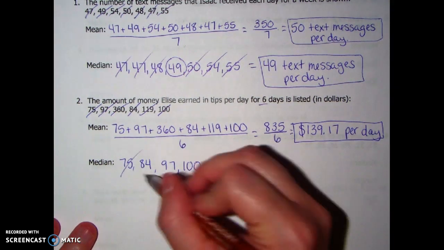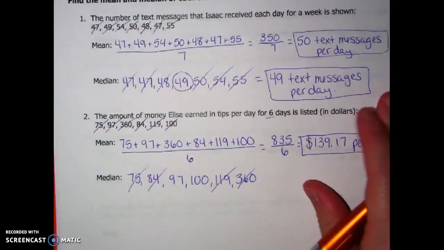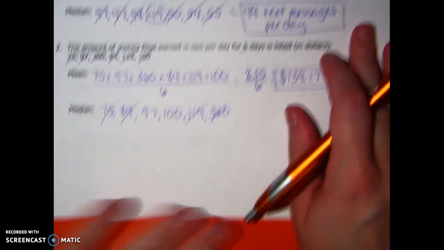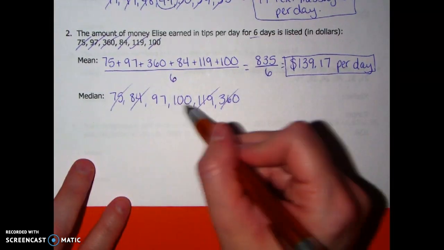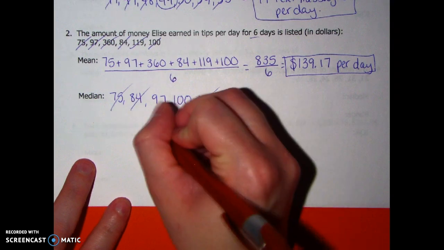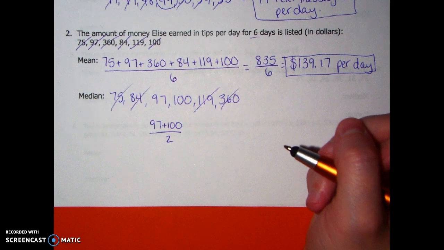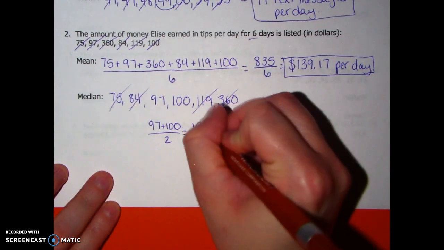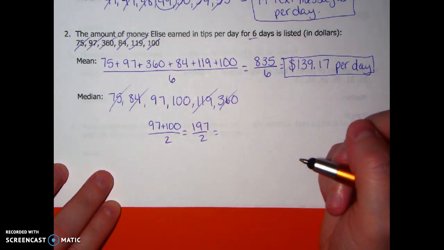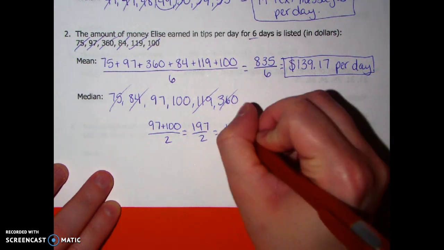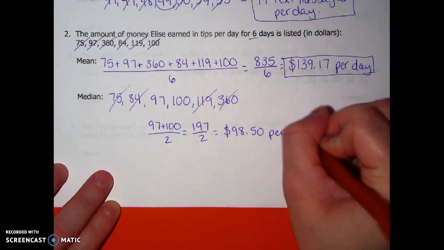So I'm going to cross them off from each side. So there's one, there's another one, and now hopefully you remember how to find the median between two numbers. Basically what we're going to do is add them up and divide by 2. So 97 plus 100 and divide it by 2. We're just trying to find halfway between those two numbers. So that's 197 divided by 2, which is 98.5. So that would be $98.50 per day.